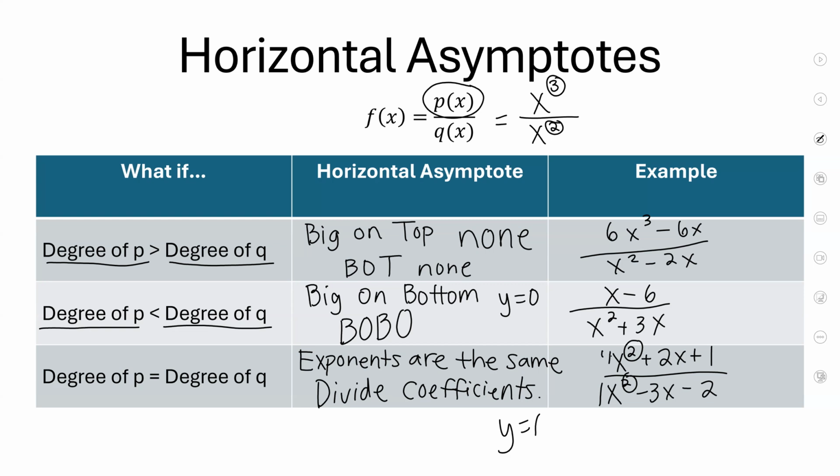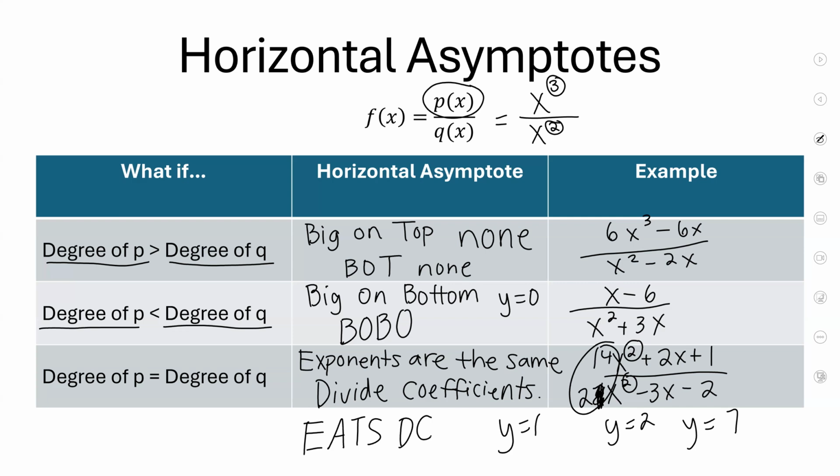Let's say this was a 4 and this was a 2. What would it be then? Yep, it would be y equals 2. If this was a 14 and this was a 2, what would your answer be? 7. You would divide the leading coefficients, okay? An abbreviation that people use to remember this is exponents are the same, eats, divide coefficients, eats DC. So you have bot, none, bobo, eats DC. Those are quick ways to memorize it.